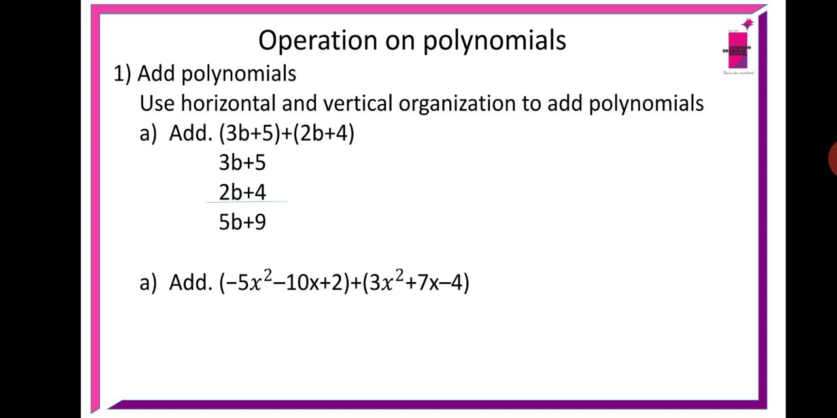Similarly, you can add minus 5x square minus 10x plus 2 plus 3x square plus 7x minus 4. You can add horizontally or vertically, either way. First of all you take the like terms: minus 5x square plus 3x square is minus 2x square, and minus 10x plus 7x gives you minus 3x, plus 2 minus 4 gives you minus 2. Now you can write minus 2x square minus 3x minus 2.